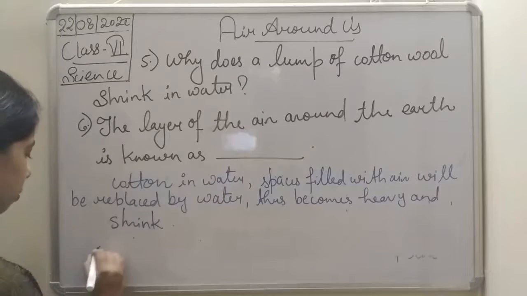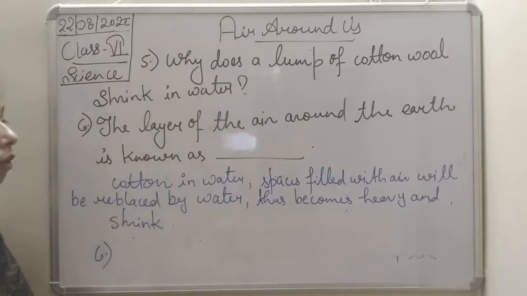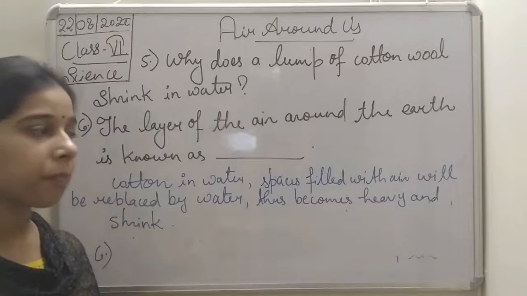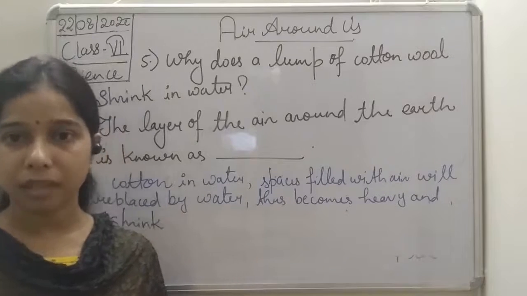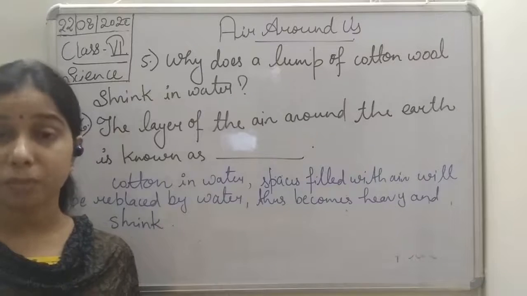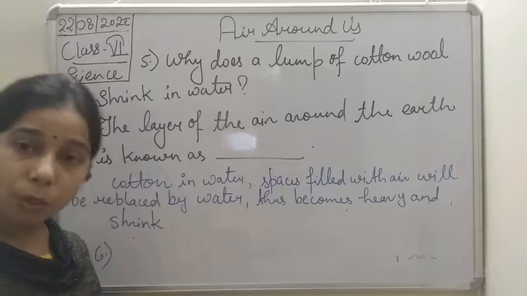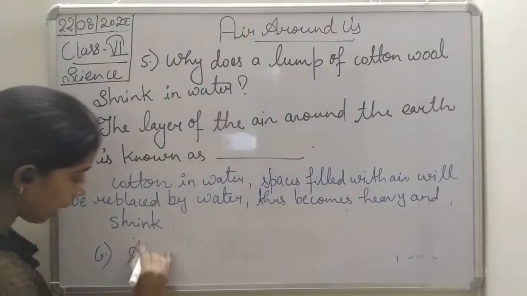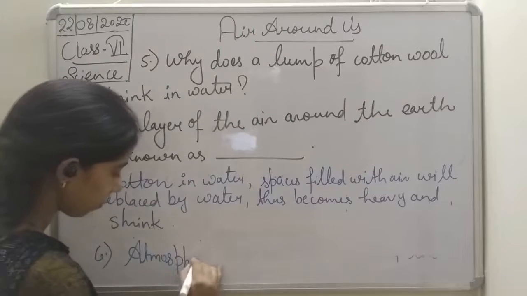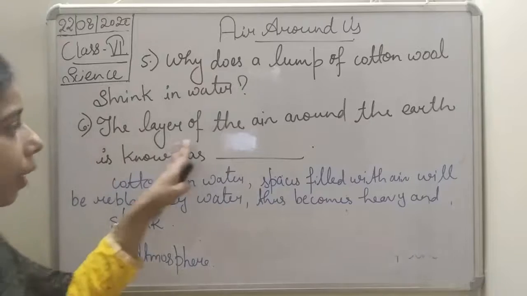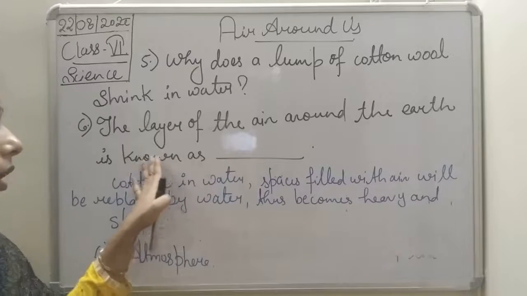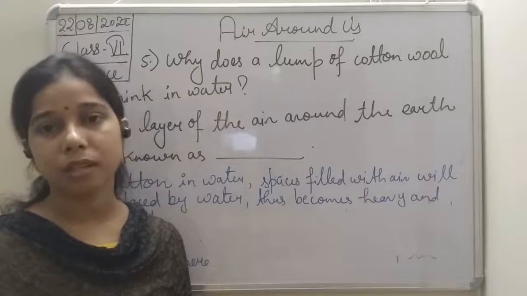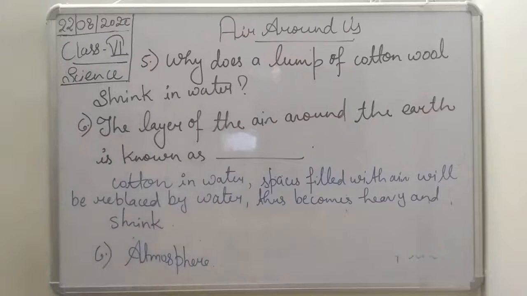Now if we see the next question, students, the next question is: the layer of the air around the earth is known as. So you know, students, our earth is covered with a layer of air, and that layer of air which is present around us, which is surrounding us, we call it an atmosphere. So the answer will be the atmosphere. The layer which surrounds the earth is known as an atmosphere.